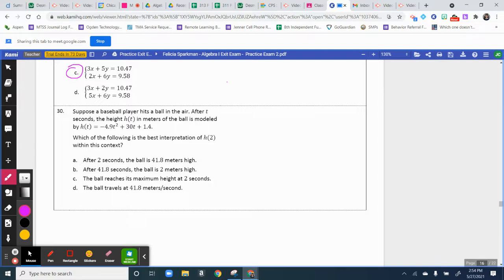So with this one, I see h of 2, and the 2 replaced the t. Since 2 replaced the t, I know that this is seconds, 2 seconds. So over here, for B, where it says after 41.8 seconds, that can't be. And here it's only talking about 1 second, so it cannot be D. So now I need to figure out the next 2.